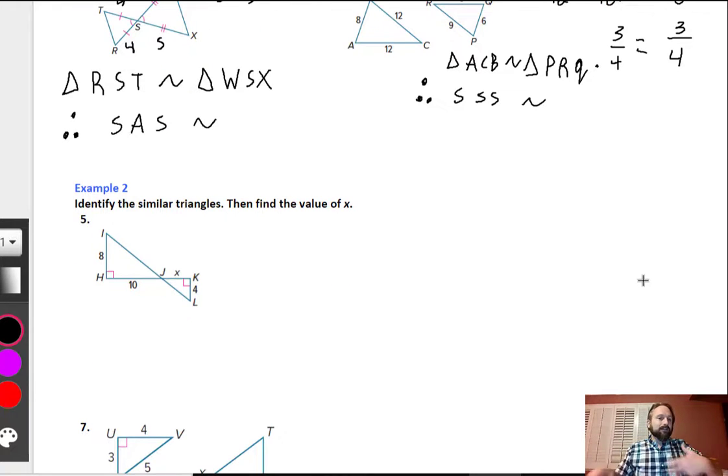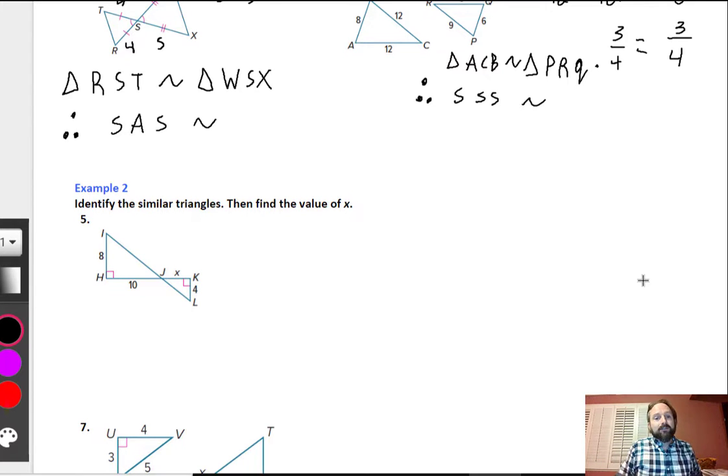Identify the similar triangles, then find the value for x. Okay, let's do it. All right. Now, you might be thinking, hey, we're going to use side, angle, side because we have two sides and an angle. But look there. There's an x. We don't have that value, so we can't use side, angle, side.